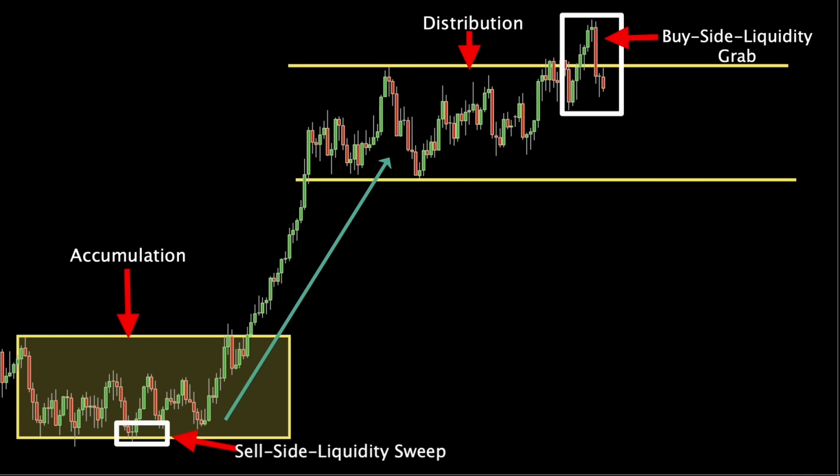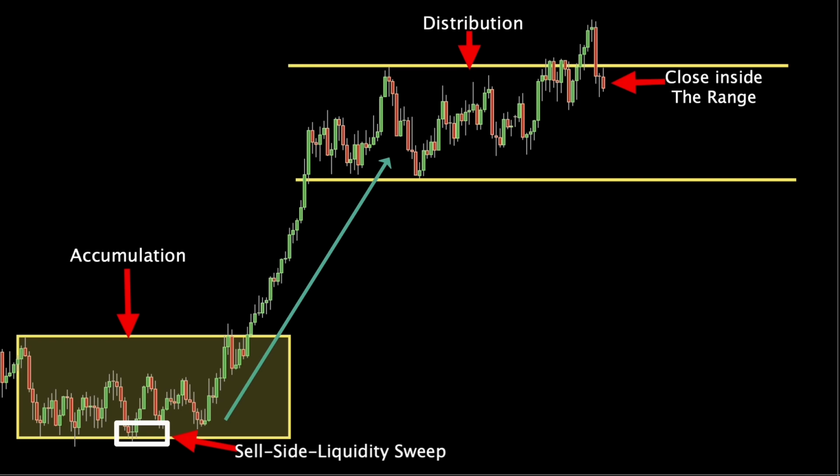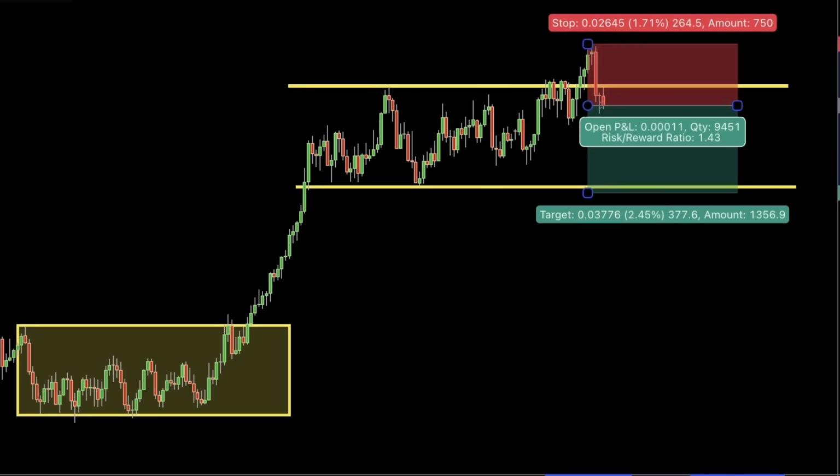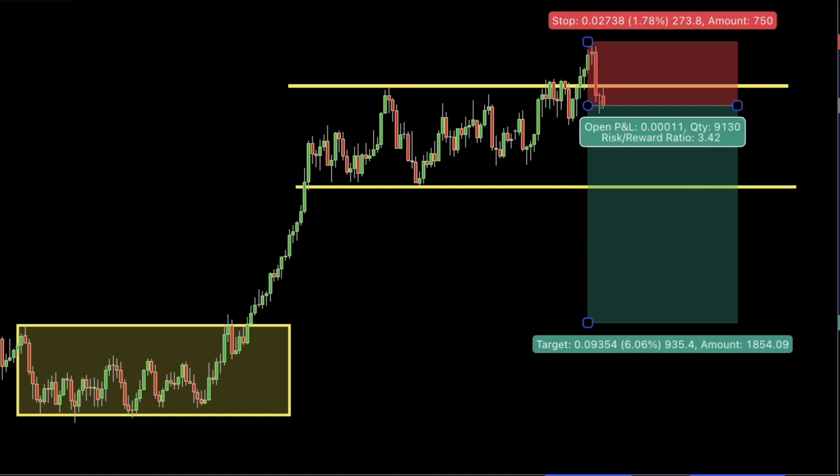So how do you trade this setup? Once again, you'll be looking for a close back inside the range. In this case, we have a candlestick that closes inside the range, indicating a strong reversal. Place your entry at the close of this candle, with your stop loss just above the liquidity sweep zone, and target the next accumulation phase.